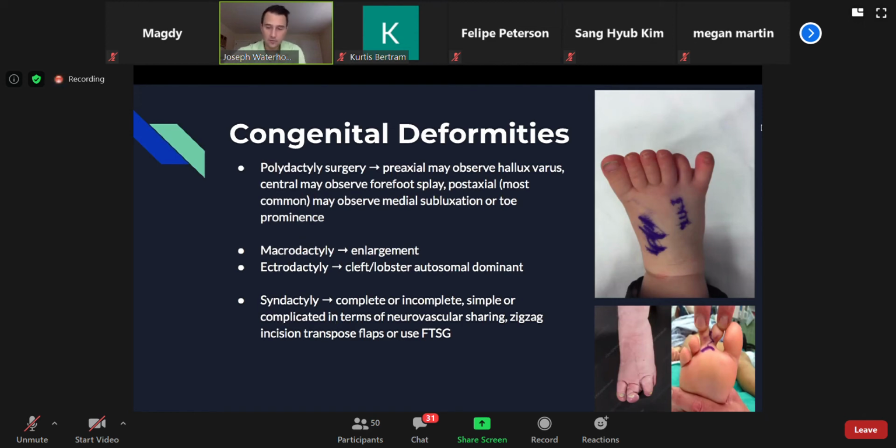And macrodactyly and ectrodactyly, I mean, if they're asking you a question on that, good luck. I don't even know what they'd ask. But just know what they are. Macrodactyly is an enlargement, whether it's a toe or a portion of the foot, and ectrodactyly is that crazy looking cleft and lobster foot that's autosomal dominantly shared.